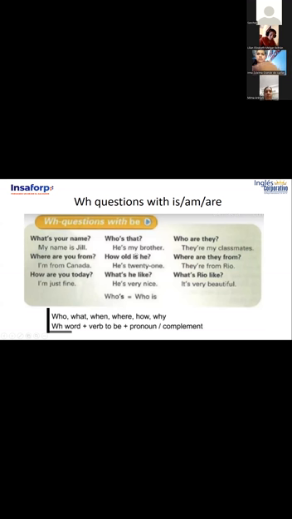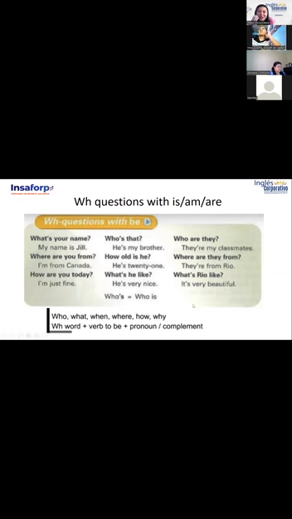Who's that? He's my brother. How old is he? He is 21. What's he like? He is very nice. Who is? Thank you, Catherine. And the last part? Who are they? They are my classmates. Where are they from? They're from Rio. What's Rio like? It's very beautiful.